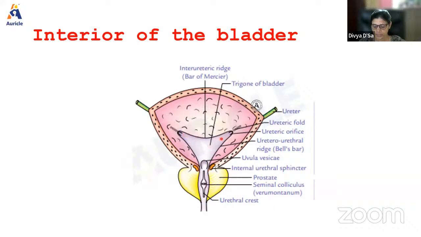Next, coming to this internal trigone, if you see here, it is triangular, like an equilateral triangle, on the inner aspect near the base of the bladder.